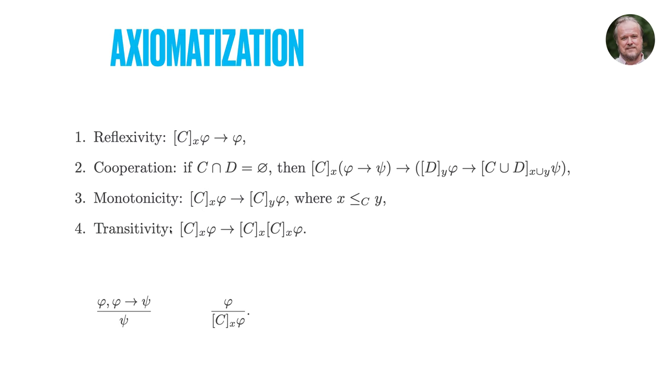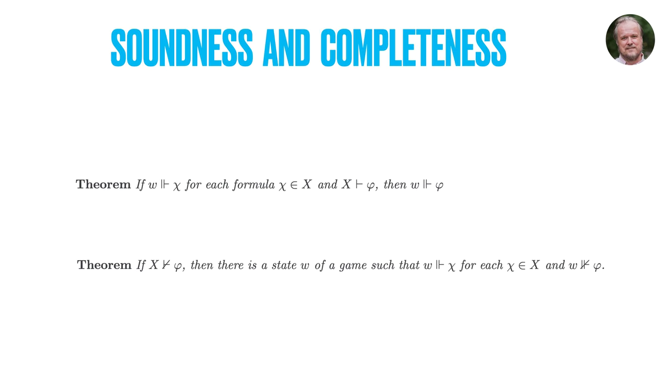The most interesting property here is number four, the transitivity axiom. It says if coalition C can maintain condition phi at cost x, then at the same cost x, the same coalition can maintain the readiness to maintain. Turns out that that's all that you need, and our two main results are soundness and completeness of this logical system.